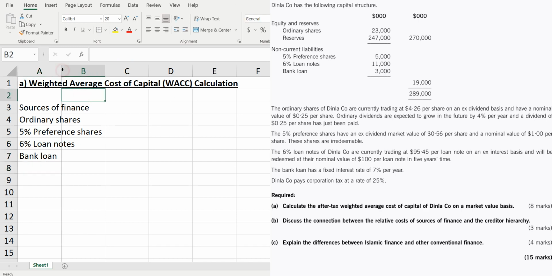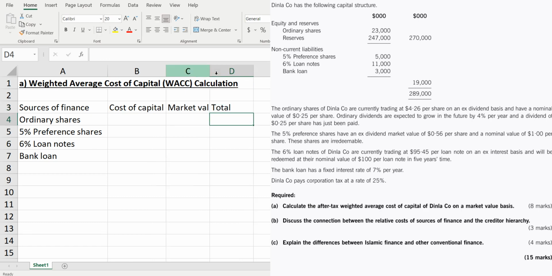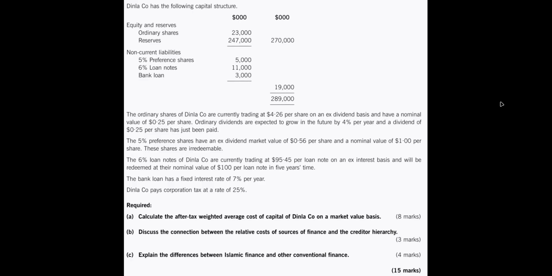Okay, and cost of capital and market value, and we can do the total. Okay, so now let's do the market value.